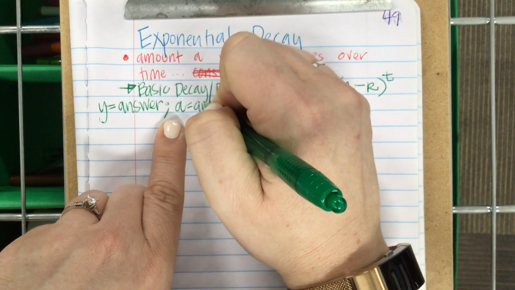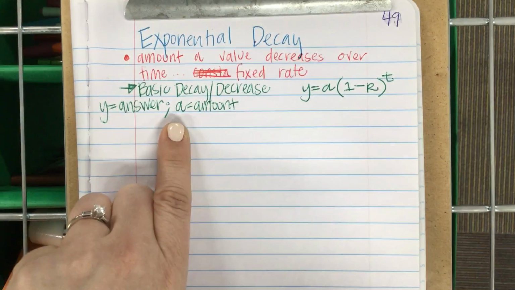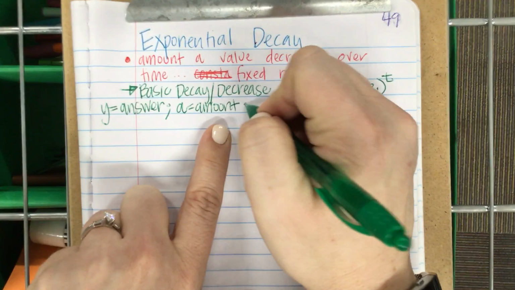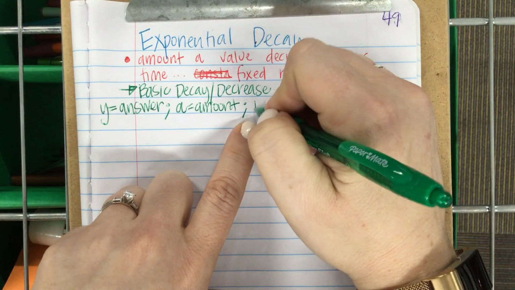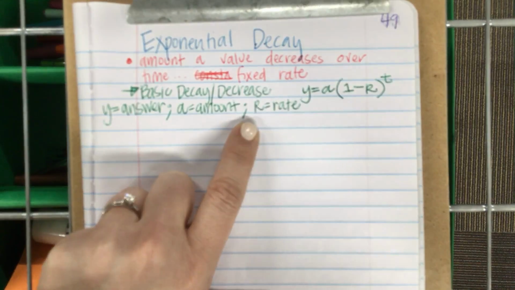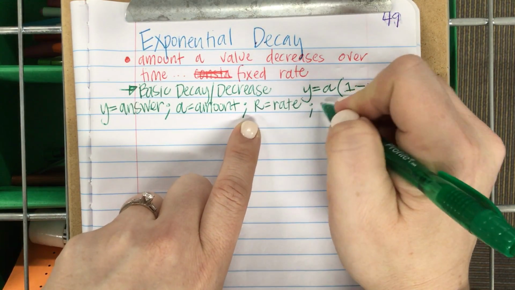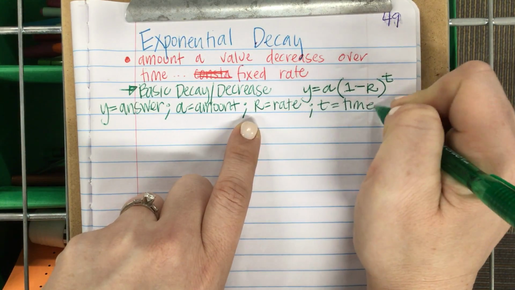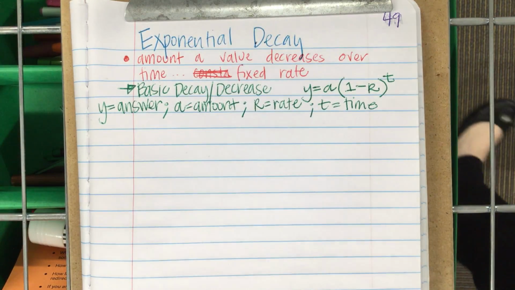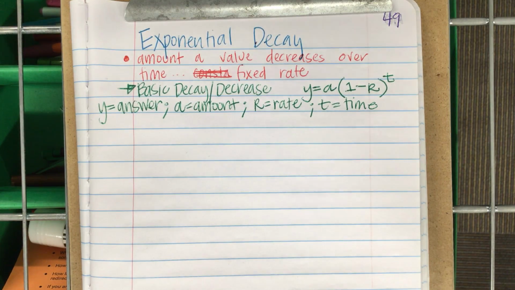A is your amount, your initial amount, your starting value. R is your rate. And T is your time. So again, Y is your answer, A is your amount, R is your rate, T is your time. The formula is Y equals A parentheses 1 minus R close parentheses to the power of T.